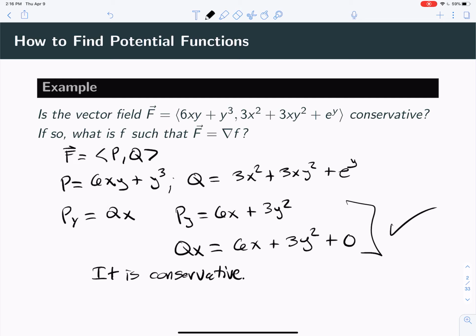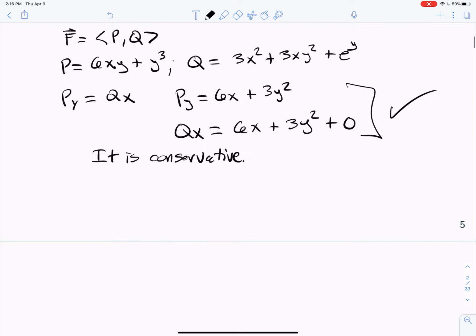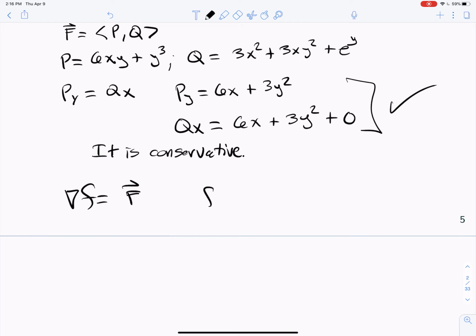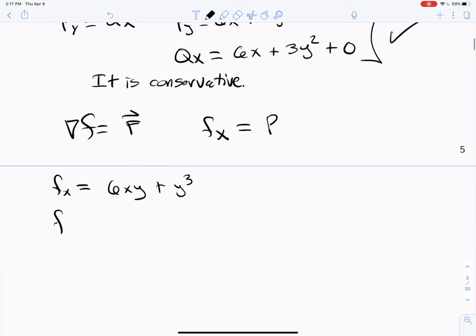Then they say find the potential function f such that the gradient of f is equal to capital F. So what we need here is grad f equal to vector field F. That means little f_x should equal P. If f_x is equal to 6xy plus y cubed, then what do you think f is? Well, it's probably 3x squared y plus xy cubed plus a constant, I guess.